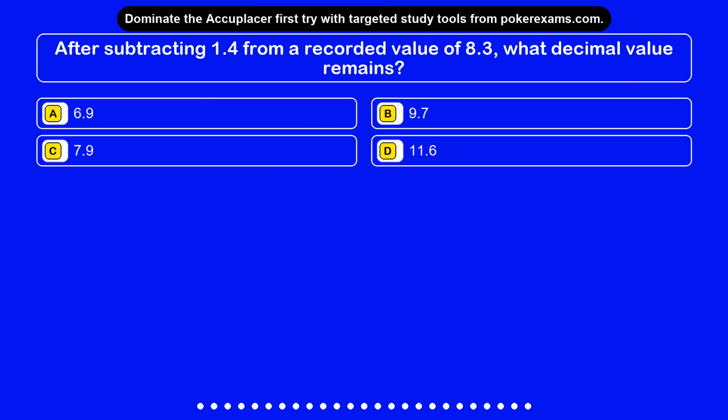Question 3. After subtracting 1.4 from a recorded value of 8.3, what decimal value remains? Option A, 6.9. Option B, 9.7. Option C, 7.9. Option D, 11.6.